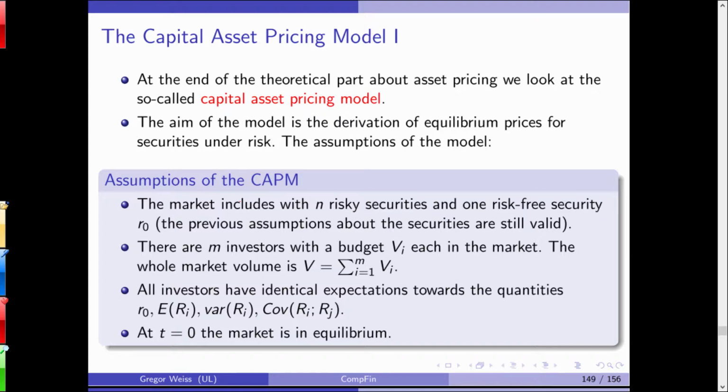And now let's turn to the capital asset pricing model in its pure form. We want to derive equilibrium prices for securities. This is the basic onset. The following assumptions hold. The market includes n risky assets and one risk-free security. We have the same assumptions on the securities. They can be divided, there are short sales, etc. There are M investors with a budget V_i each in the market. Whole market volume is V equals the sum over all V_i. All investors have identical expectations towards risk-free rate, mean returns, variances, covariances, etc. And at the start of the model, the market is in equilibrium.